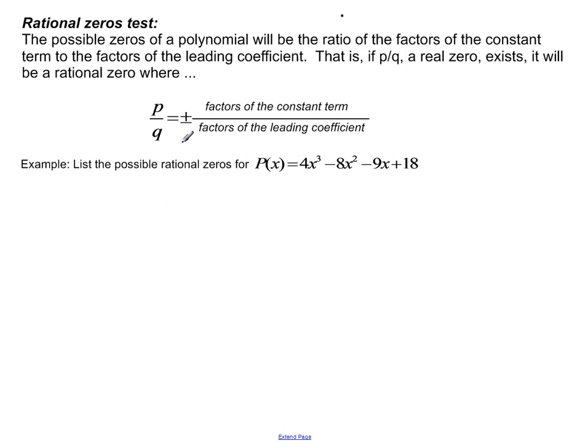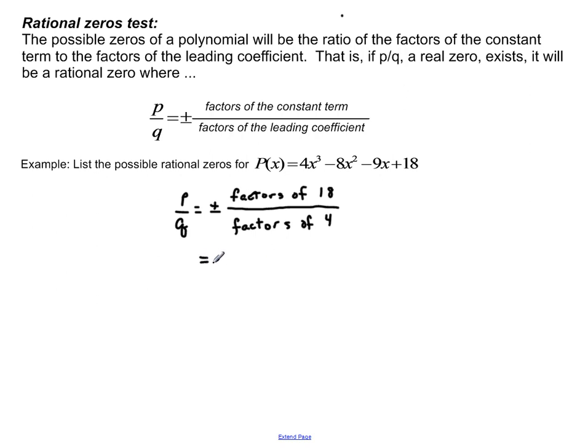This test says if p over q is a rational zero, then we'll have that rational zero by taking factors of our constant term, and in this case, our constant term is the number at the very end. So we have factors of 18, which is our constant term at the end, and we're going to divide that by factors of our leading coefficient, which is 4.